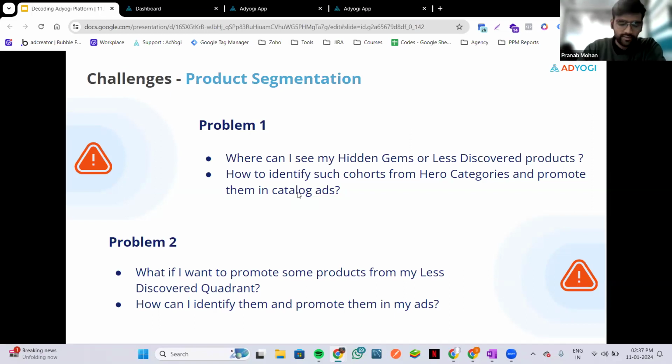And the second question that I have, which is again equally important, is how do you promote products from your less discovered segments, and let's say how do you promote them in your catalog ads? So these two problems majorly define what a lot of brands currently face while running their e-commerce journey, let's say while marketing. So let's just tackle the first problem.